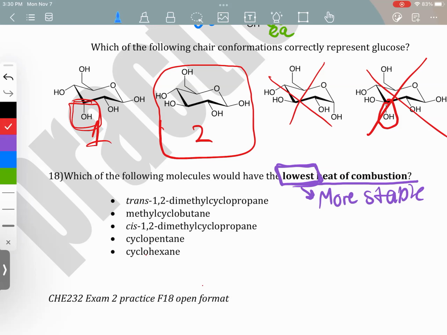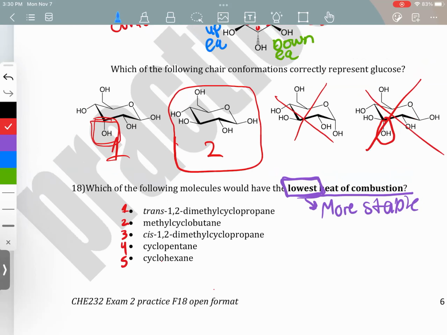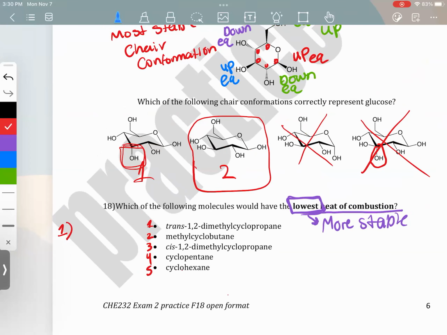So you have all these molecules listed here. Let's draw each of them out. So one is trans-1,2-dimethylcyclopropane. Cyclopropane is 3 carbons in the ring here, which is a triangle. This is trans. And 2 is methylcyclobutane, so that's just your square.